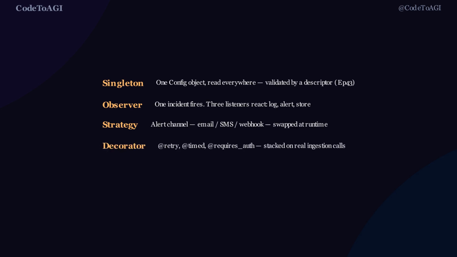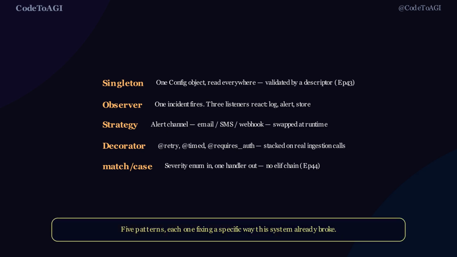Alert channels are swappable, email, SMS, webhook, behind one strategy interface chosen at runtime. Retry, timing, and auth checks are stacked as decorators on the ingestion functions, closures underneath, doing the real work. Severity routing uses match/case, enum values in, one handler out, no elif chain. 5 patterns. 0 of them are here to be shown off. Each one is fixing a specific way the system already broke.